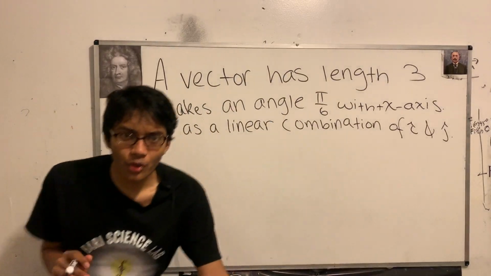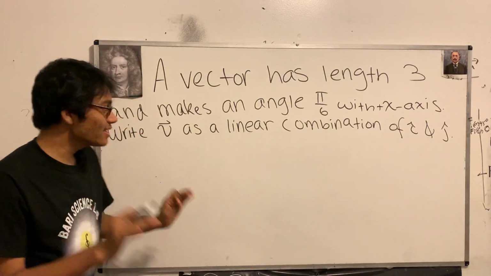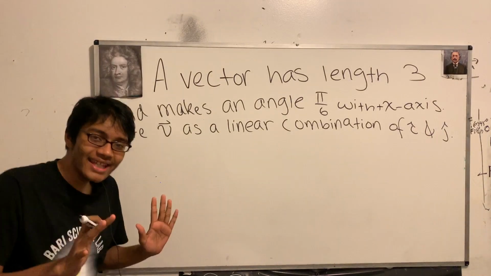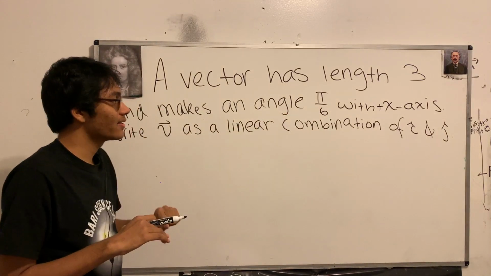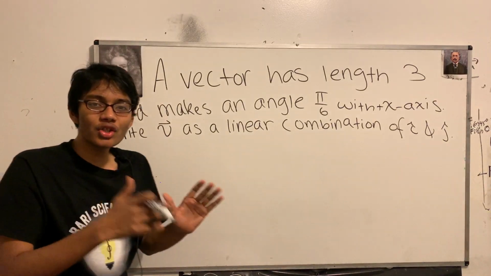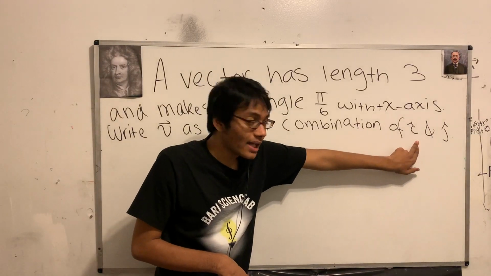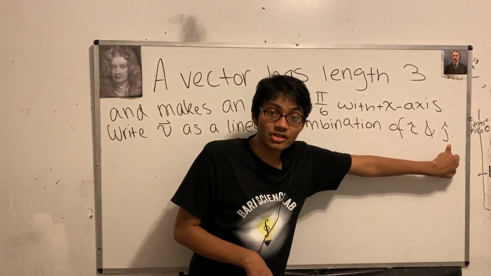Okay folks, so let's go ahead and check out our problem. We have a vector that has a size of 3 and it makes an angle pi over 6 with the positive x-axis. Our goal is to write our vector v as a linear combination of the unit vector on the x-axis, i hat, and the unit vector on the y-axis, j hat.